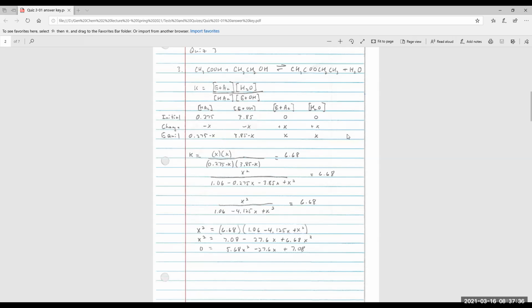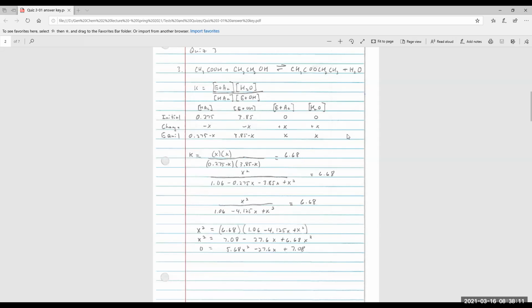So then I wrote what it would be at equilibrium. Equilibrium would be minus X for each of my reactants, and then plus X for each of the products. And I plug those values into the equilibrium expression. So I would have X times X in the numerator, 0.275 minus X times 3.85 minus X in the denominator. And that's equal to that 6.68 value that we were given in the problem.